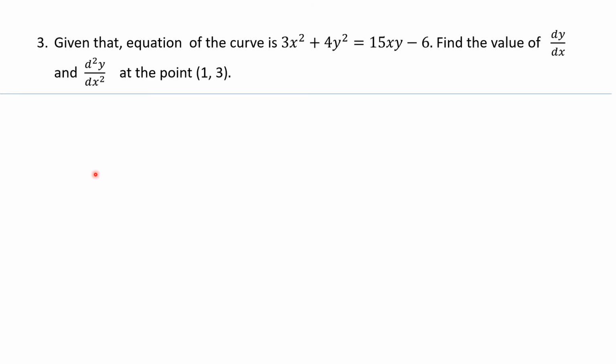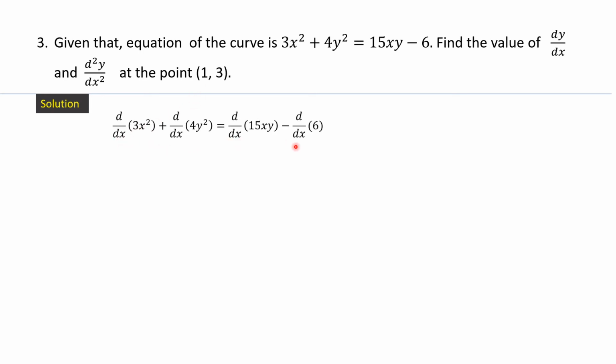Example 3: given that the equation of the curve is 3x squared plus 4y squared equals 15xy minus 6, find the value of dy/dx and the second derivative at the point (1, 3). First of all, we differentiate every term with respect to x.